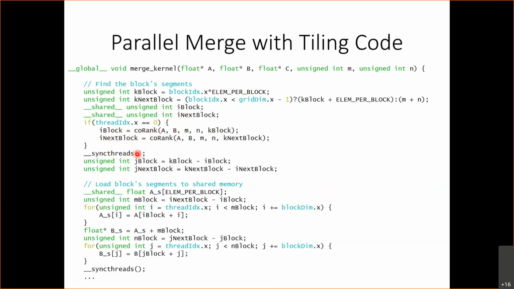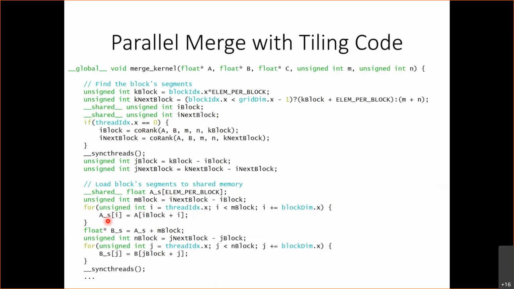Okay, and then after we sync threads, each thread is also going to find J block and J next block by simply subtracting I from K. Now all the threads have J block. All the threads know where the block segment starts. So now the threads can collaborate with each other to load the A segment. Here, every thread, I equals threadIdx.x, and we skip by block size every time. So here the threads collaborate with each other to load the A segment into shared memory.